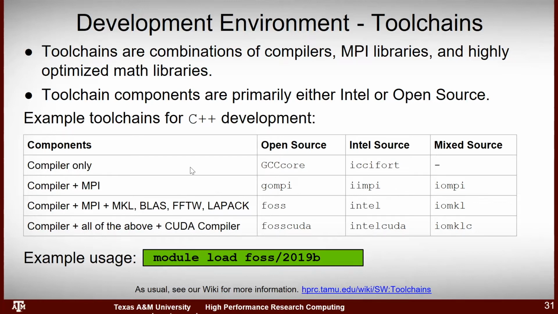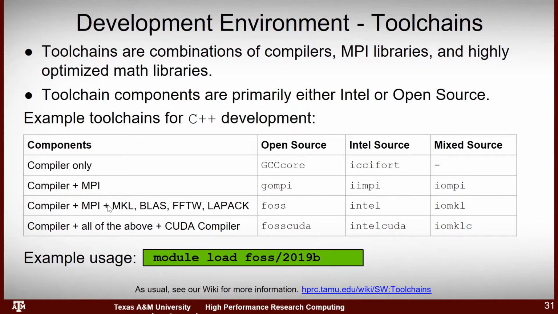And then if you want MPI, there's a couple different flavors of MPI. There's a GCC MPI and there's an Intel MPI that you can mix and match. So if you want the free compilers and the free MPI, then the name of that module would be gompi. And if you want the Intel compilers and the Intel MPI, the name of that would be iimpi. And if you are mixing and matching for some reason, I don't know why you would do that, but some people do, then you have iompi, which is the Intel compiler, but the free MPI.